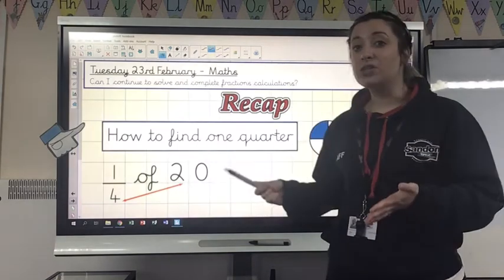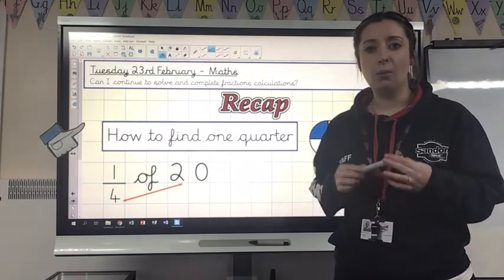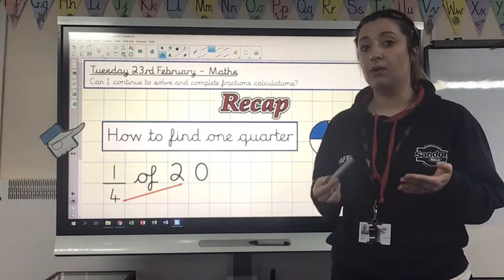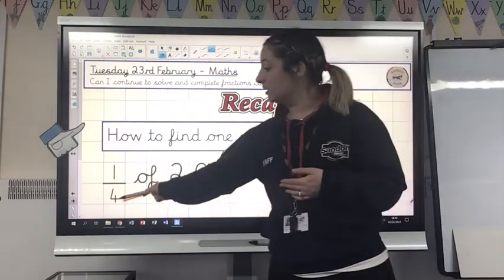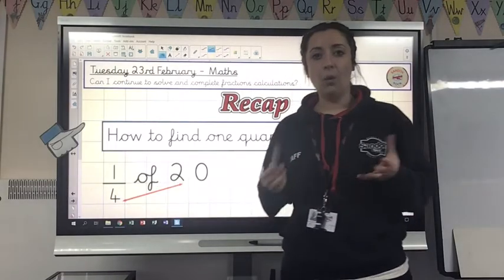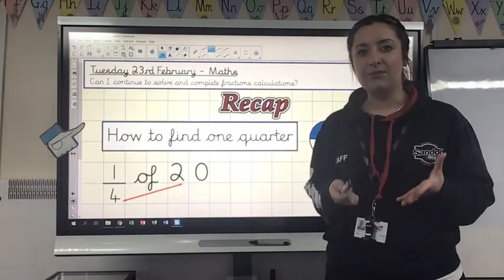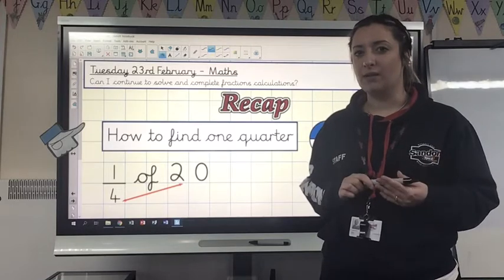Now before I move on to the next slide, have a think at home. What do you think the rule might be for finding 1/5? If for 1/4 we need to divide by 4, what might we need to do at home to find 1/5? Have a think before I turn over the slide.